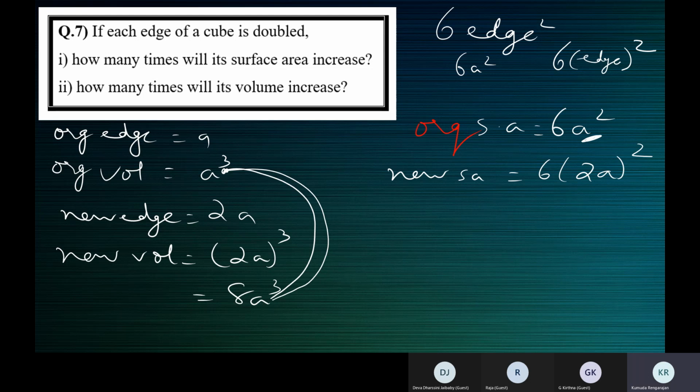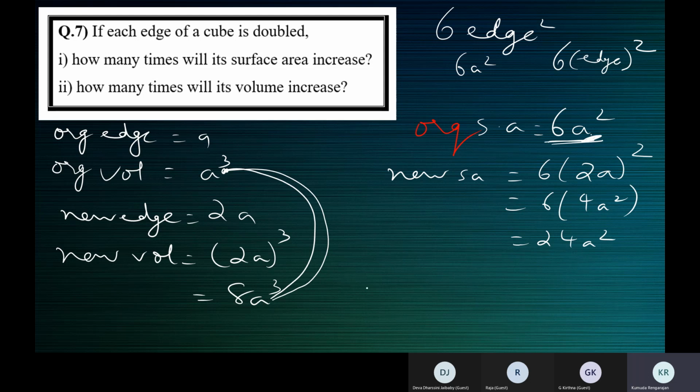So 2a the whole square. 6 times 2a the whole square. So it becomes 6 into 4a square, or 24a square. So the original surface area is 6a square.